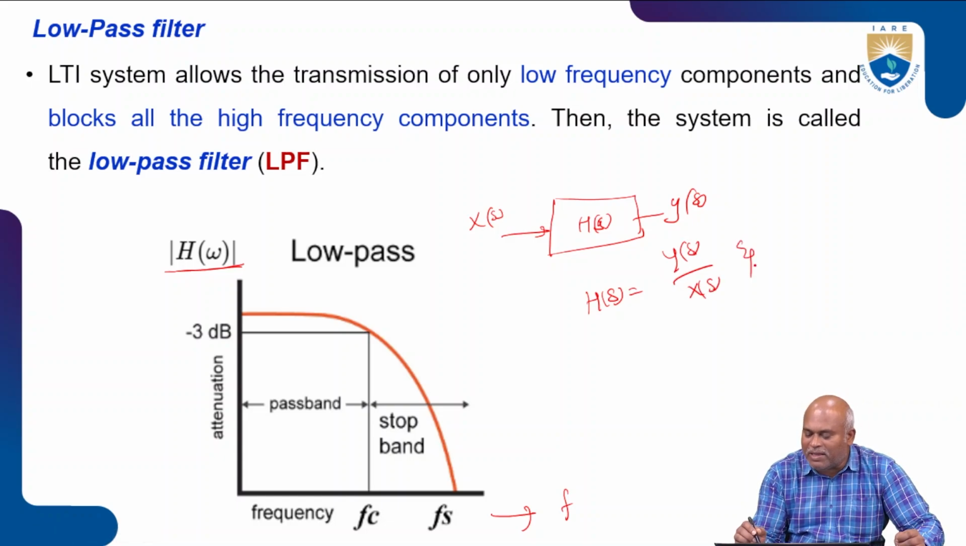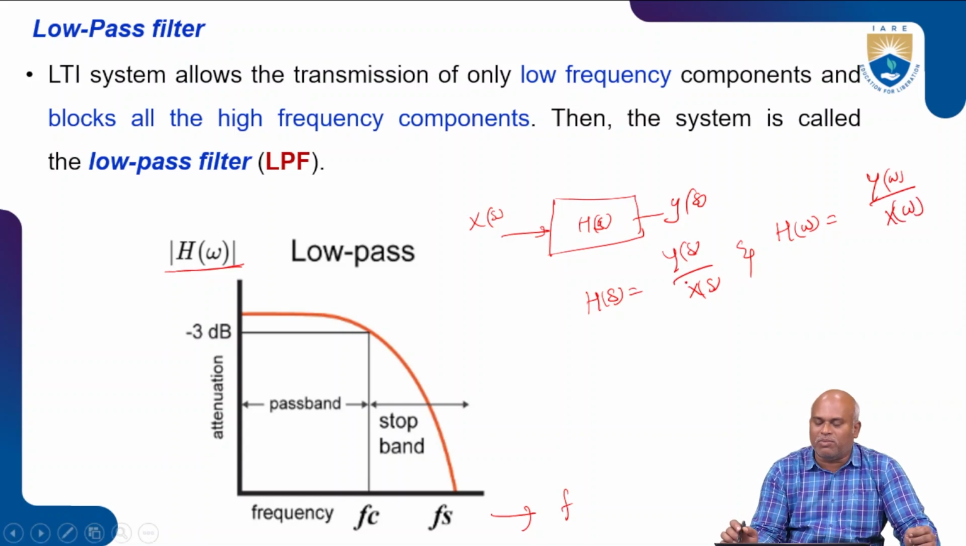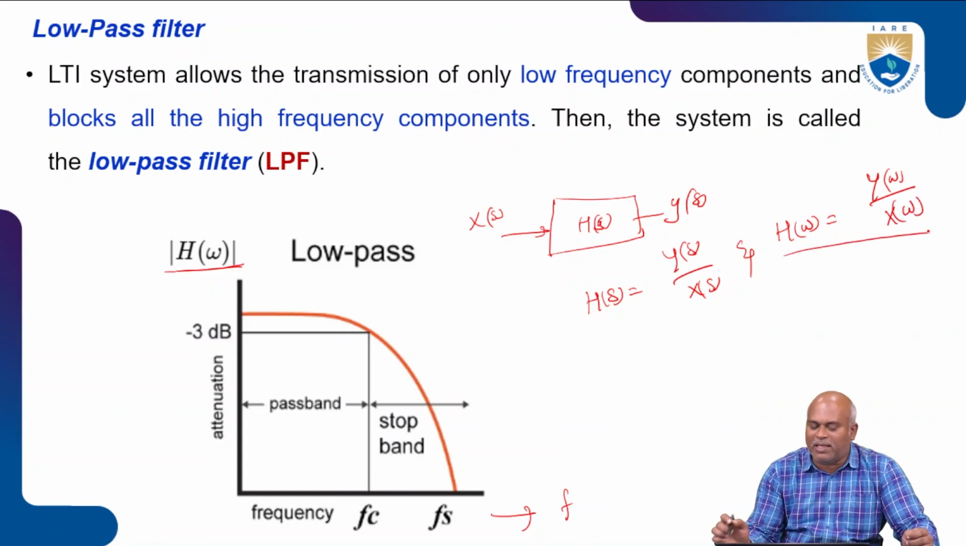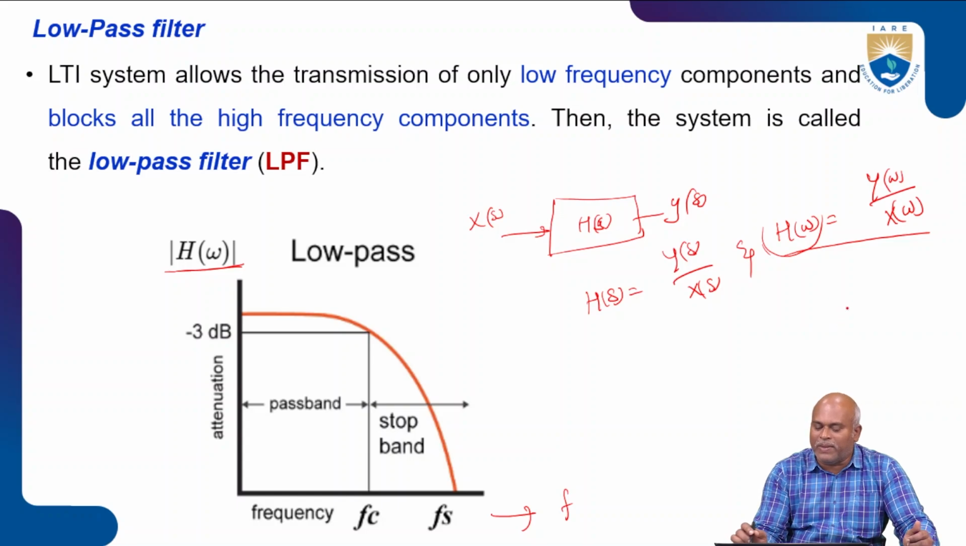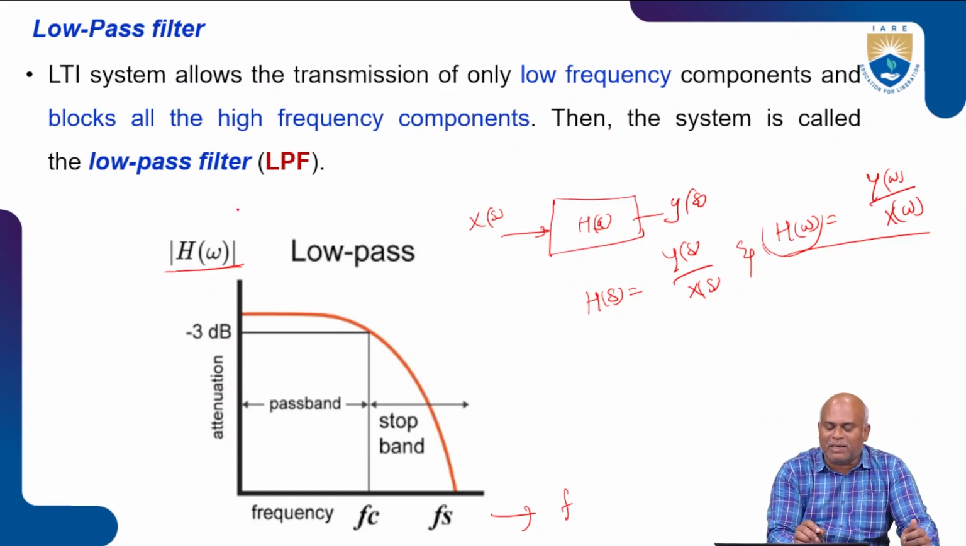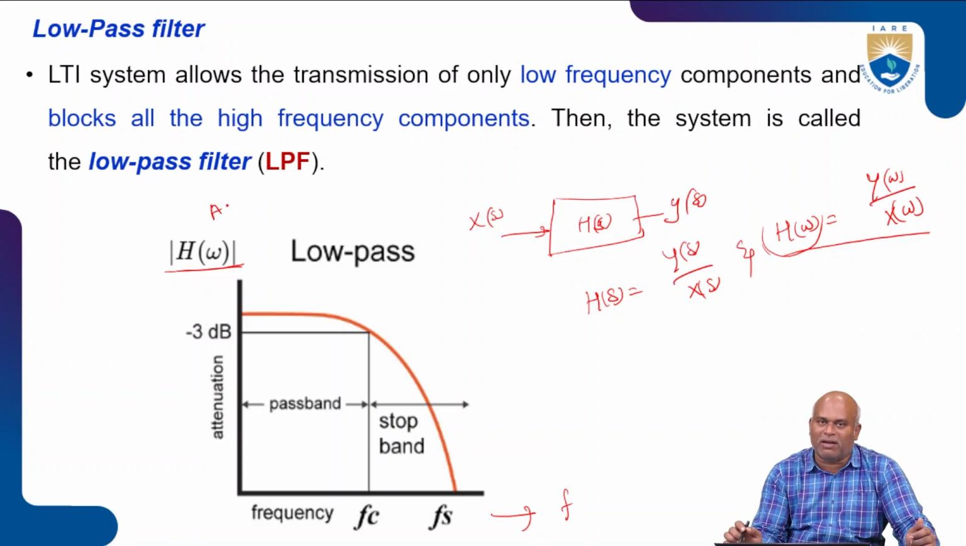At the same time, the Fourier domain is represented as H of omega equal to Y of omega divided by X of omega. Now we studied the magnitude response of this, in the sense of mod of H of omega. The mod of H of omega is what we call the amplitude.